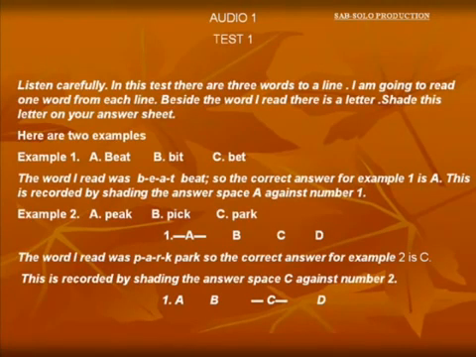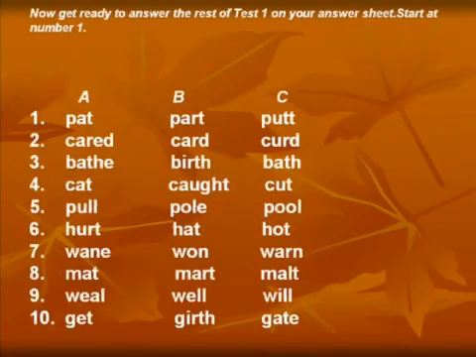Example 2. Park. The word I read was P-A-R-K. Park. So the correct answer for example 2 is C. This is recorded by shading answer space C against number 2. Now, get ready to answer the rest of test 1 on your answer sheet.